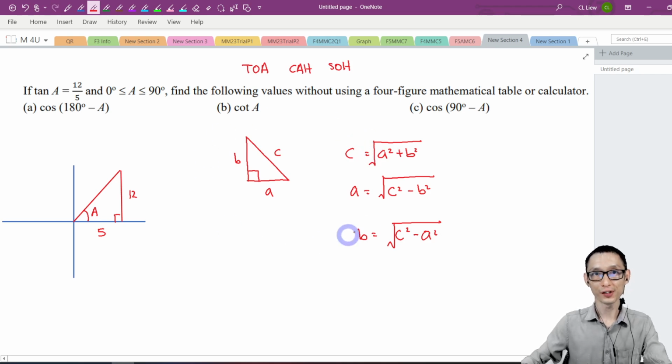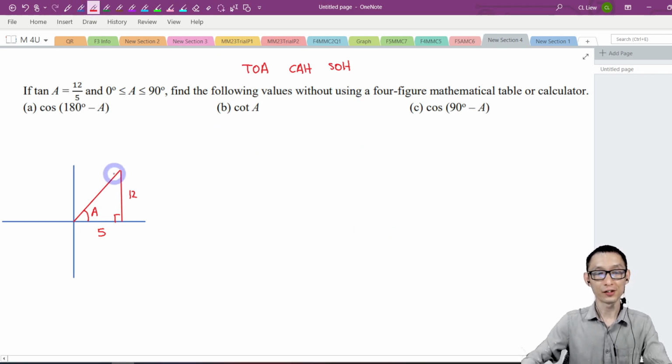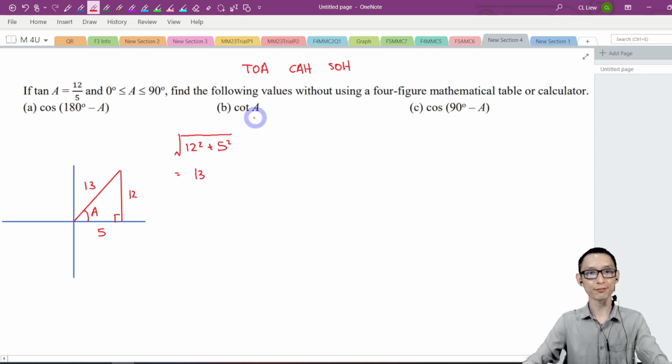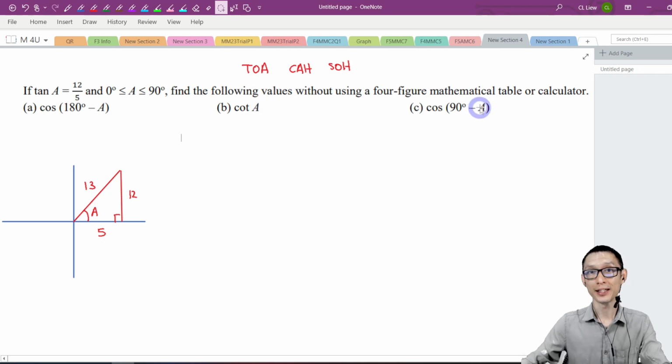Now I'm going to use this to get the length of the hypotenuse of this right angle triangle. This is the hypotenuse, the longer side, so plus. So 12 squared plus 5 squared, square root this whole thing. You should be able to get 13. Okay, this is 13. Now, once we have the length of all the sides of this triangle, it will be very easy for us to get the answers for A, B, and C.